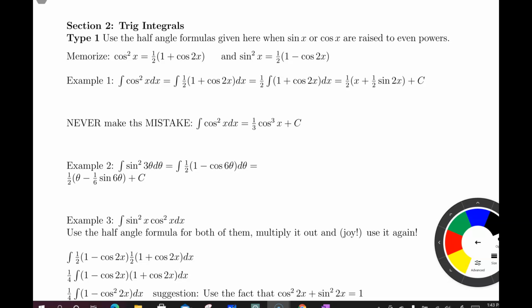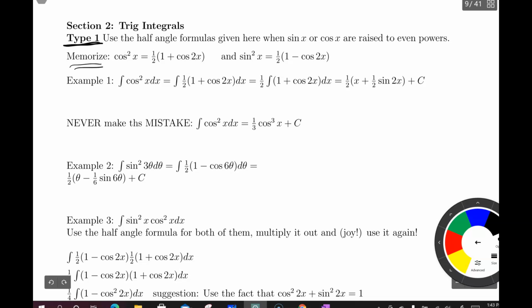Okay, so now we're going to dig into some trig integrals where there's just trig functions, when there's not going to be multiplying it by an x or an x squared. So first off, I'm going to talk about type 1. And again, these are just my types to try to categorize things. Type 1 is when you're going to use these half angle formulas.